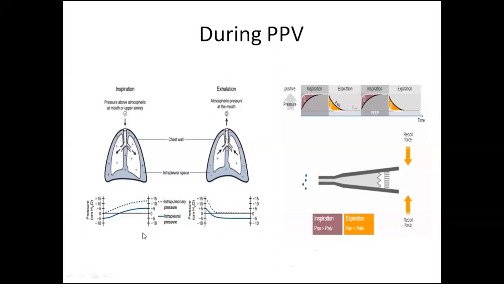In positive pressure ventilation, you can see here your pleural pressure is becoming positive. Why? Because the ventilator is pushing the air in. During inspiration, your pressure becomes positive, and during expiration it returns to baseline. It's never becoming negative here. During inspiration, your airway pressure is more than the alveolar pressure, and during expiration, your airway pressure is less than alveolar. That's why air is going out during expiration. It's just the opposite of normal spontaneous breathing. So this is mainly positive pressure ventilation.